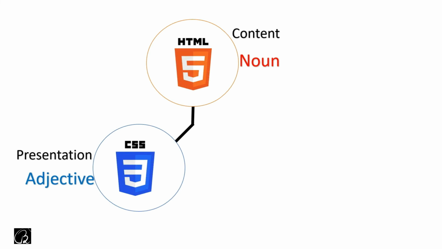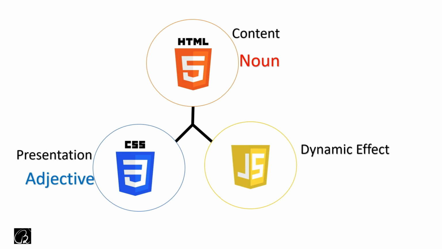Now let's look at the diagram which I have shown you earlier. In this diagram, I have already talked about HTML and CSS, right? HTML is nothing but the content, that's why I am comparing it to a noun, whereas CSS is about the presentation, that's why I am comparing it to an adjective. Here JavaScript is what has been introduced new. It's about action, the dynamic effects. So that's why I am comparing it to a verb.